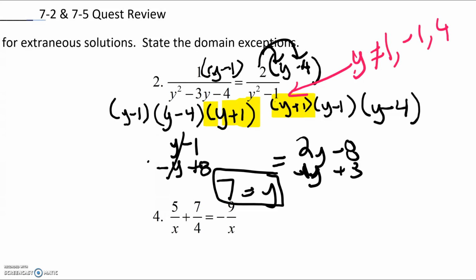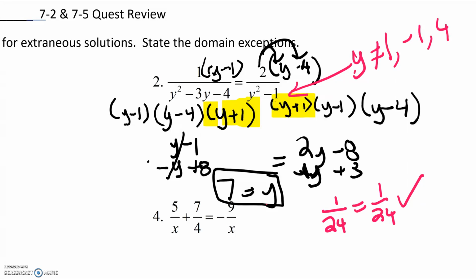If you wanted to like quadruple check it, you could plug that back into the original and you would end up with something like this. 1 over 24 equals 1 over 24. Okay, so that's just checking it, making sure that 7 actually does work if you plug that back into the original equation.